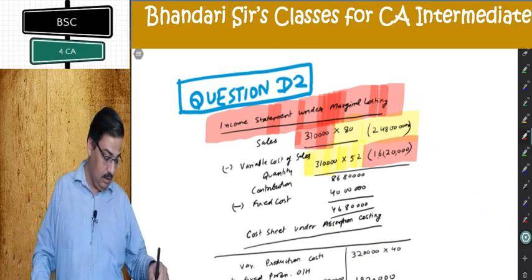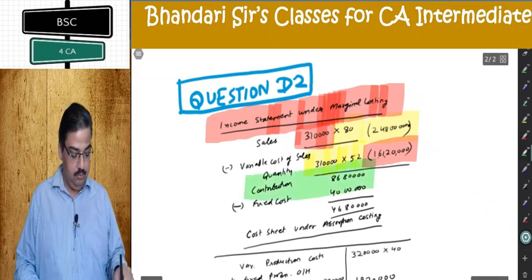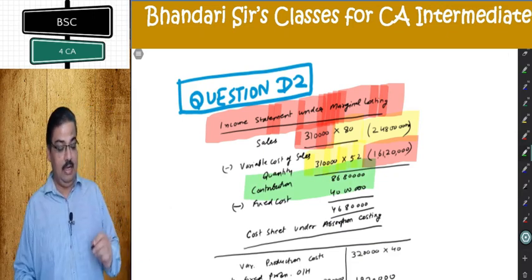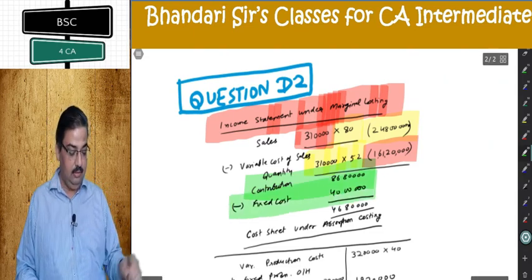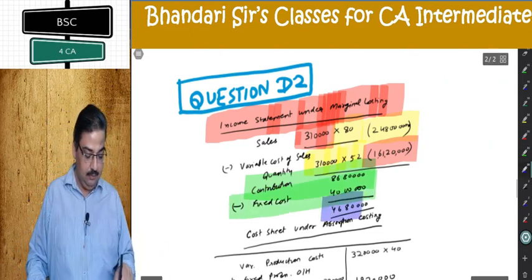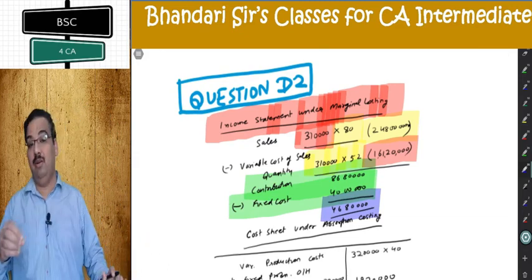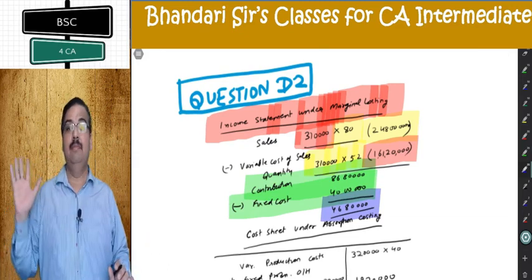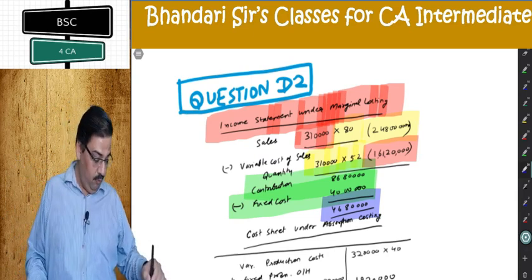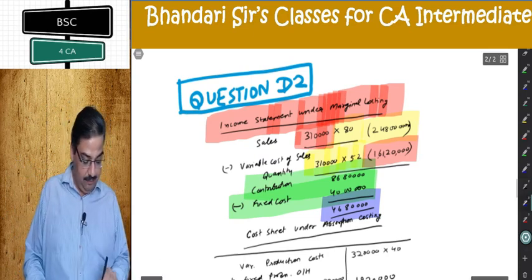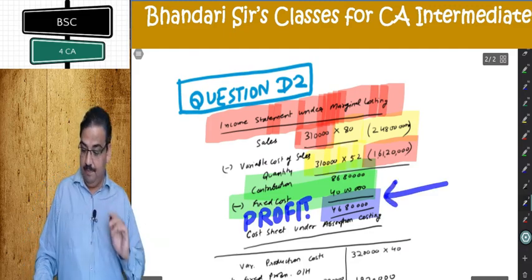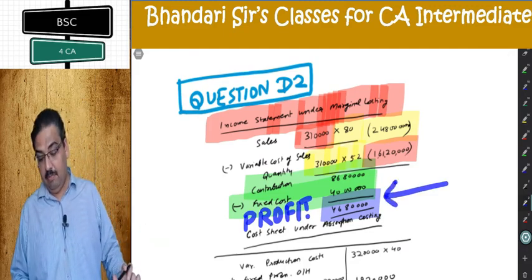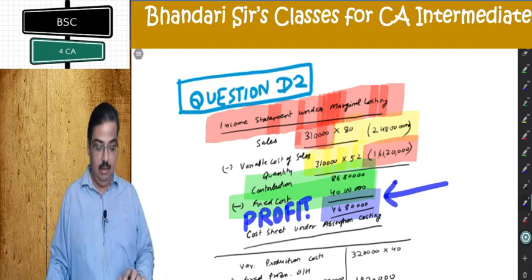Sale minus variable cost is my contribution. So 86 lakh 80,000 is my contribution. Minus fixed cost 40 lakh, I am getting profit easily. I don't think much marks are devoted for marginal costing income statement because that is very, very easy. I am getting profit here 46 lakh 80,000. This is the profit under marginal costing. This is first part answer. On the basis of marginal costing, income statement has been made.